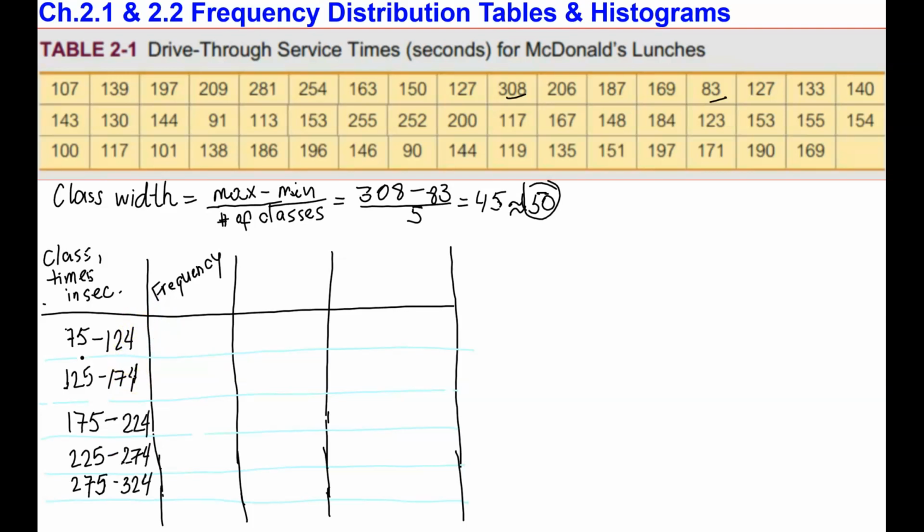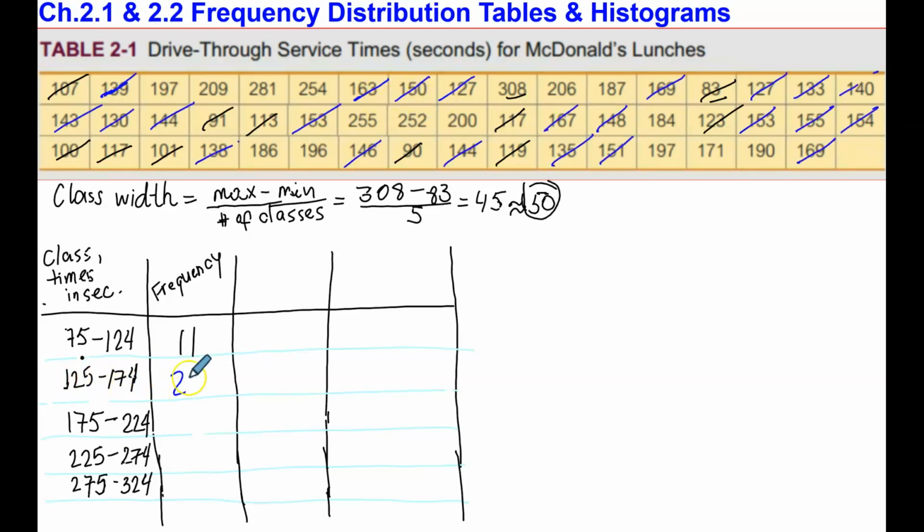Now let's count the data values for each class. From 75 seconds to 124 seconds, 1, 2, there are 11 values between 75 and 124 seconds. The next class will include the values that fall within 125 to 174 seconds. Let's count them: 1, 2, 3, 4. There are 24 of those values between 125 and 174 seconds. Let's continue filling out the table. There are 10 data values between 175 and 224 seconds, 3 values between 225 and 274 seconds, and 2 values between 275 and 324 seconds.